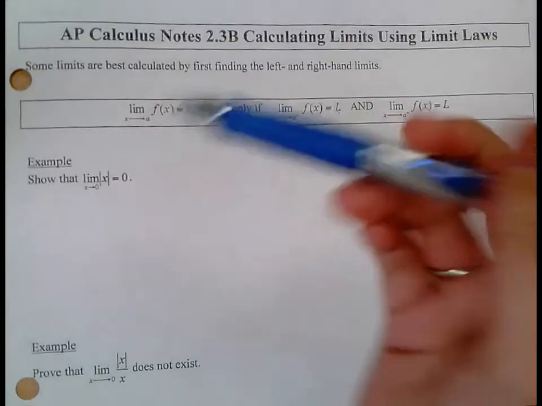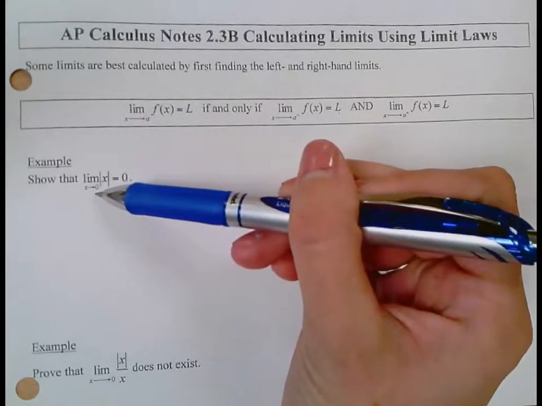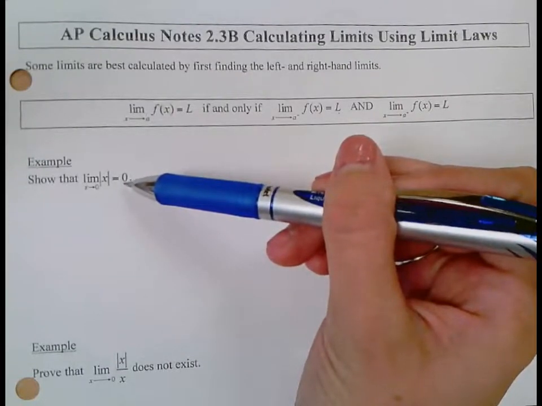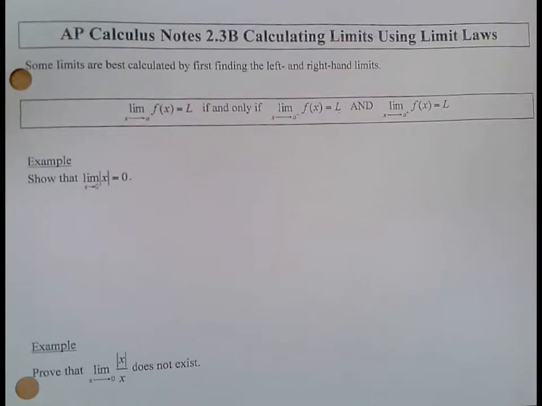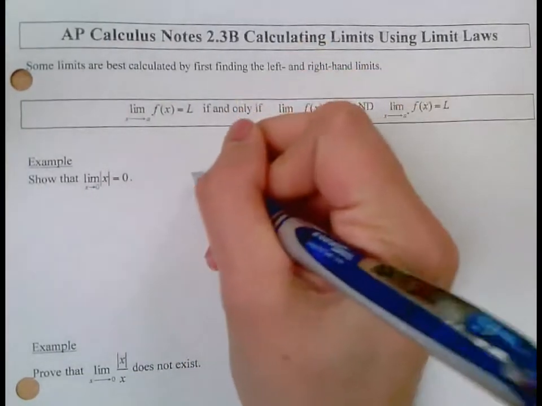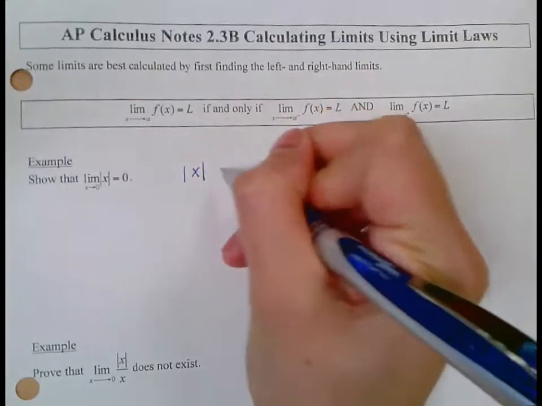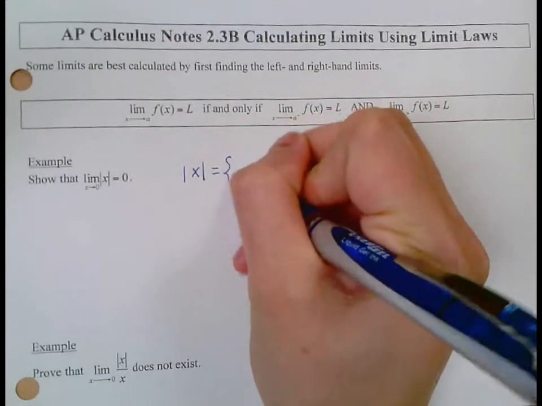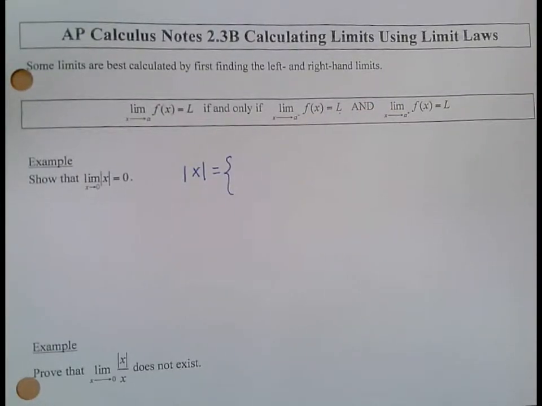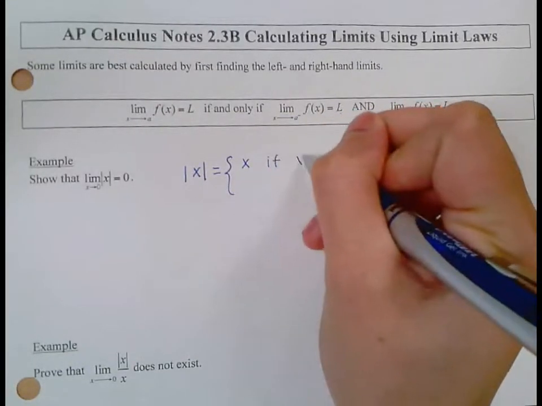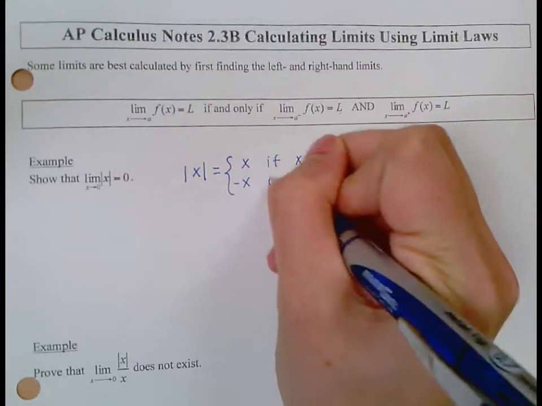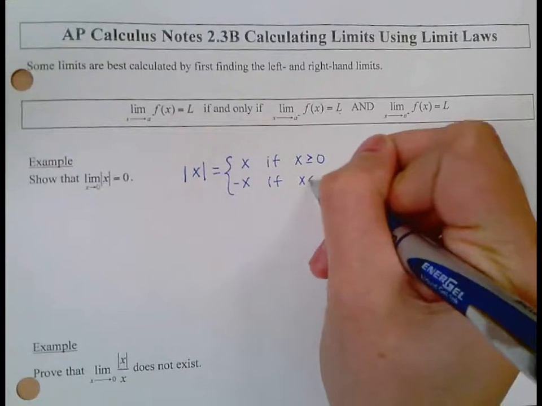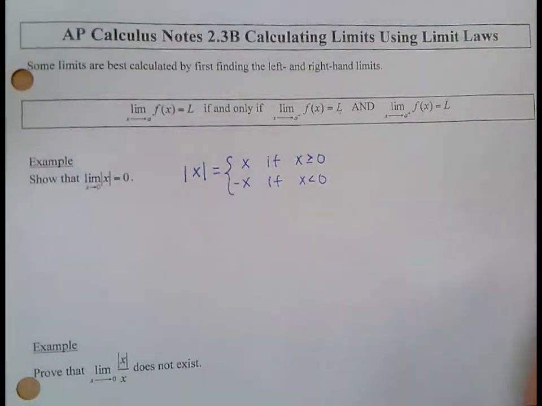So the first example says to show that the limit as x approaches 0 of the absolute value of x is equal to 0. So it's already giving us the answer. We just need to show it more as a proof. So the first thing I want to do, just as a reminder, is write out the absolute value of x as a piecewise function. So remembering that the absolute value of x is equal to x itself if x is greater than or equal to 0, and then it's equal to negative x, the opposite of itself, if x is less than 0.